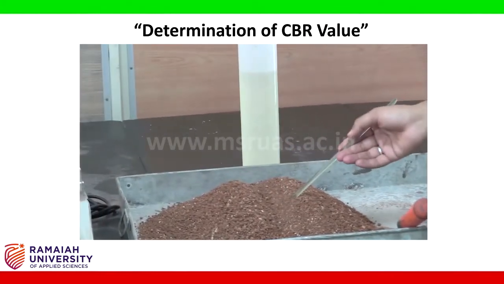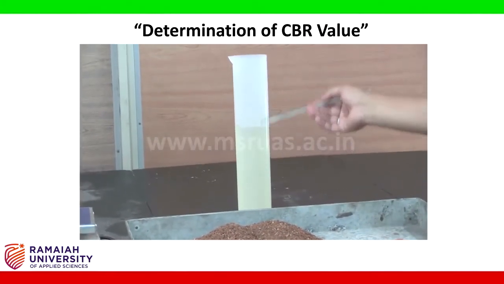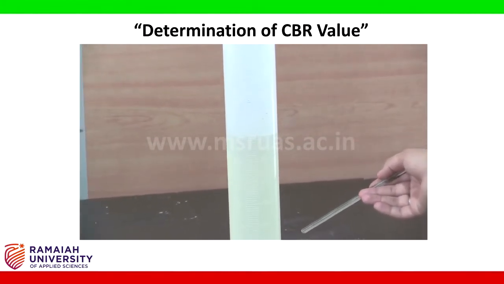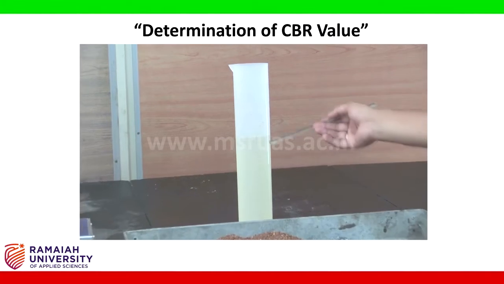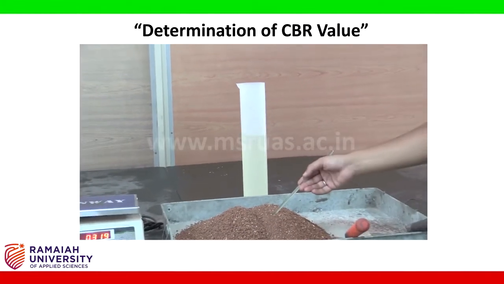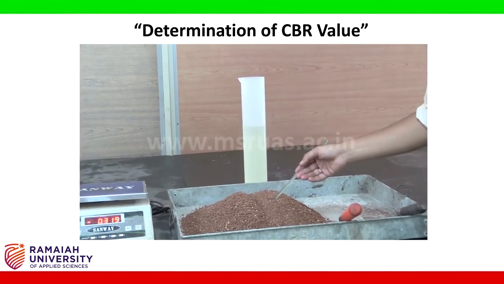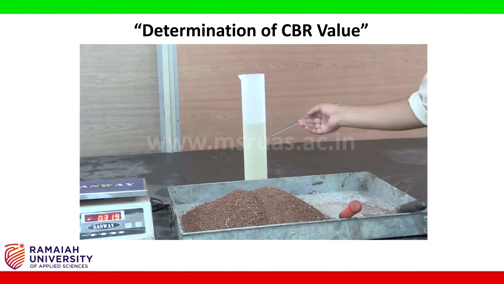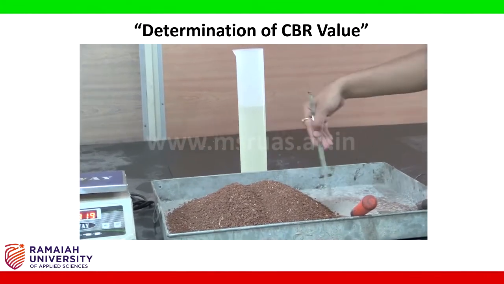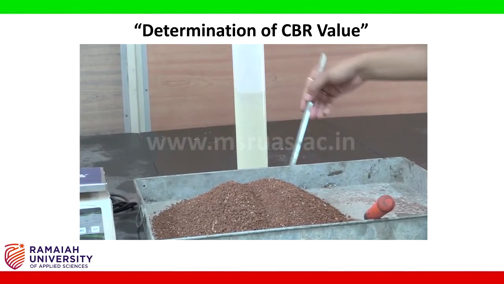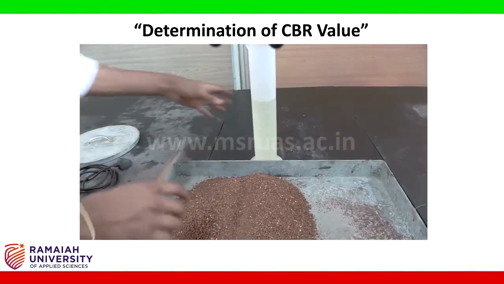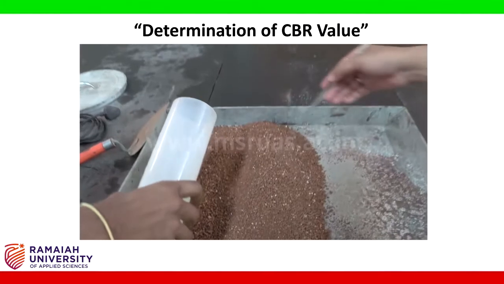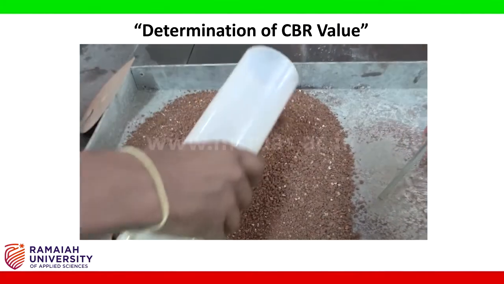This soil now needs to be mixed with the predetermined optimum moisture content that we found during the compaction test. This is required to be added to the soil to achieve the maximum dry density that is determined during the compaction test. So we will be transferring the water on the specimen evenly and then start the mixing process. Transfer the water evenly on the soil surface.